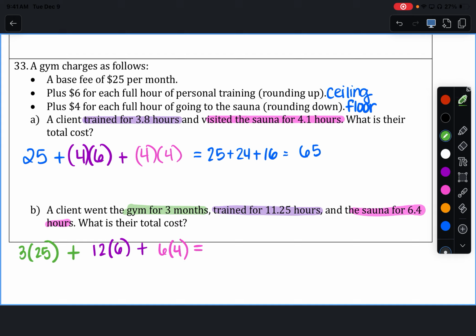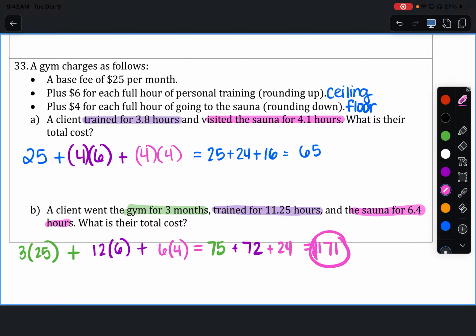So we have 3 times 25, which is, what is 3 times 25? Then we have 12 times 6, which is 70? No, only, making me doubt myself. Yeah, it's 72. Then what is 6 times 4? 24. So if we add those 3 things together, we get what? 171. So it was $171 for those 3 months.